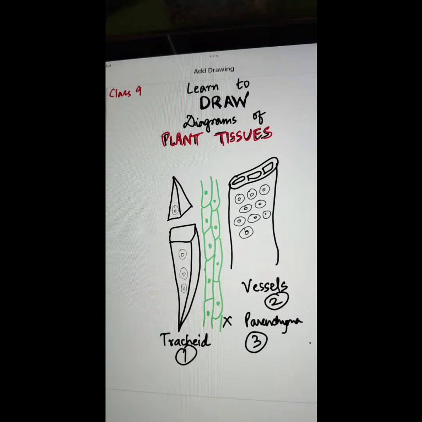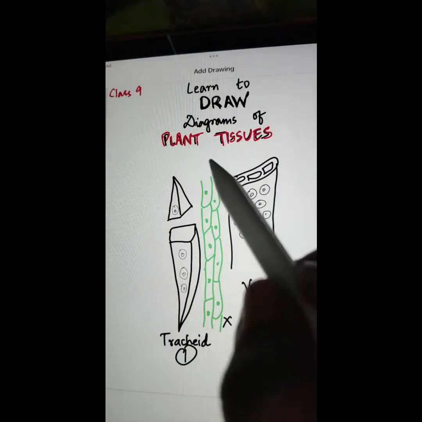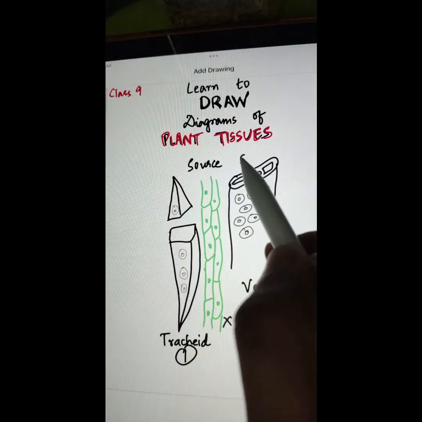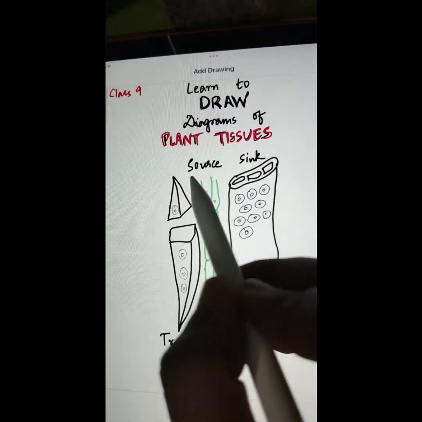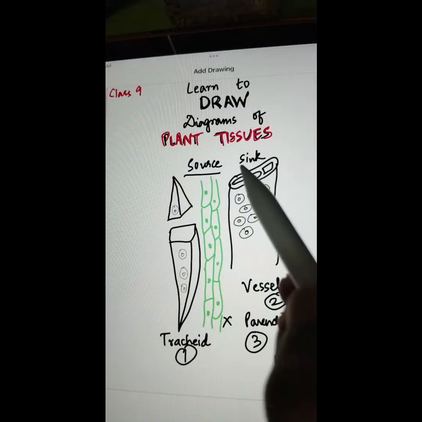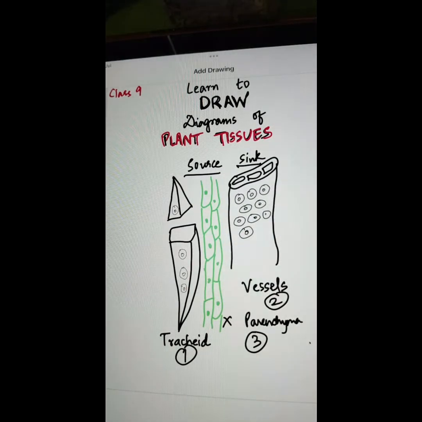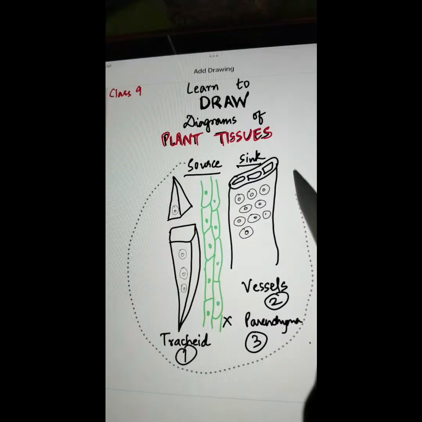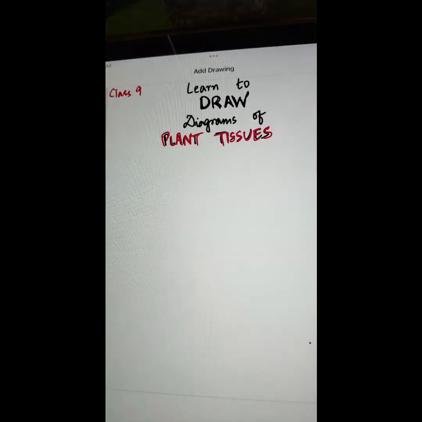So the source of water is root, and the sink. Sink means where it is used. So in case of transport, you should know source and sink. In the case of xylem transport, root is the source of water and sink is the shoot because it is just using the water. So we are done with the diagram of xylem as well.